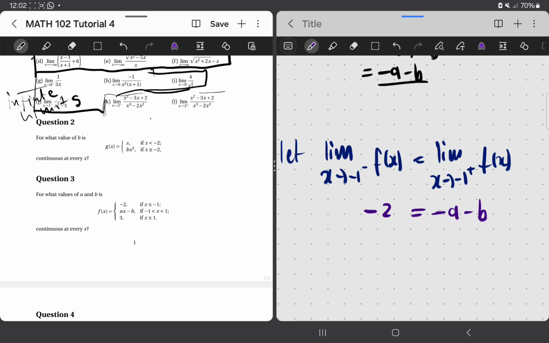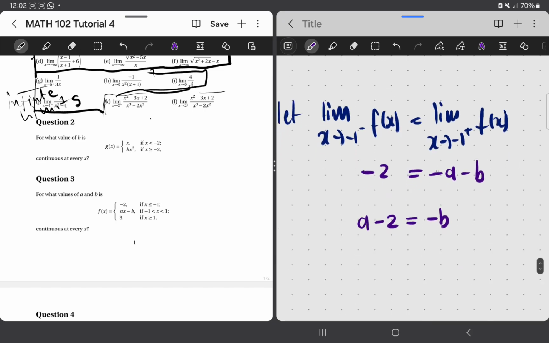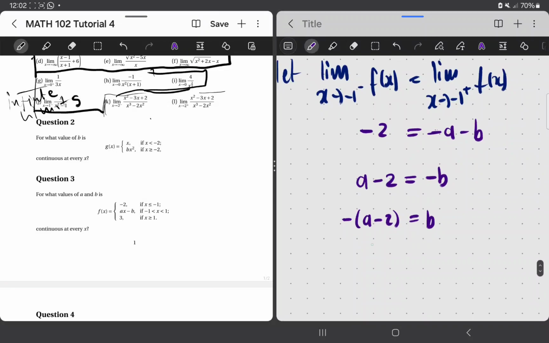And we can take a to the other side. We have a minus 2 should be equal to negative b. And if we want, we can take this negative to the other side. We have negative of a minus 2 is going to be b. So we have found what b is, okay?